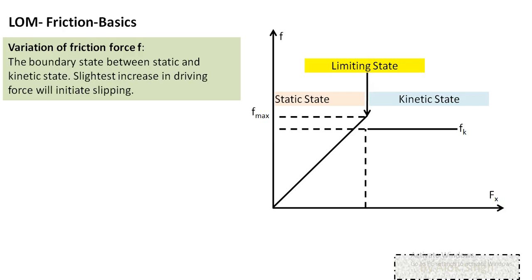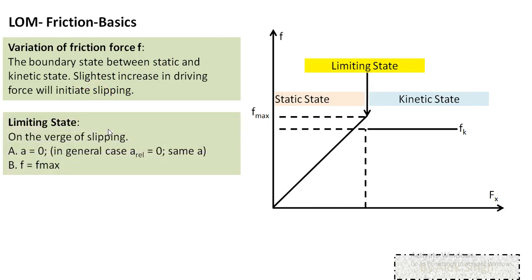So what is limiting state? As we see from the figure, limiting state is the boundary line between the static state and the kinetic state. It's a boundary state between static and kinetic state. What does it imply? The slightest increase in driving force will initiate slipping. So first, it indicates it is on the verge of slipping.